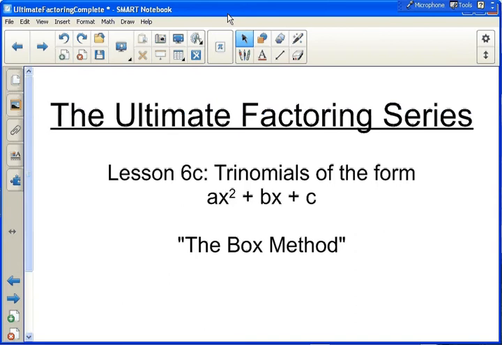So if you are someone who likes to just have one method, if you watch just one of those and you're like, I like that method, I'm going to use that, you can move on to Lesson 7. If you feel like you need to see it another way, then you can watch one or all three of the videos.